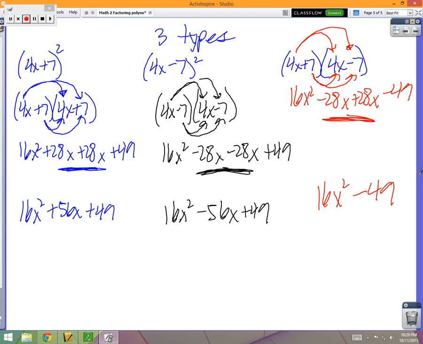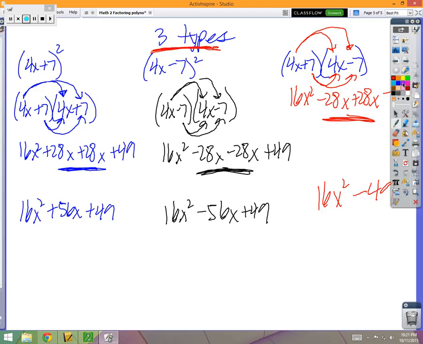Okay, now here's the shortcut. If you want to do them in your head without using any of the work, you got to follow this shortcut. So first of all, you got to recognize it's one of these 3 types. It's either the exact same thing times itself, where you're adding, or you're minusing, or it's the exact same thing but one of them is an add and one of them is a minus. So there's only 3 things you need to recognize. Okay, now here's how you do the shortcut.